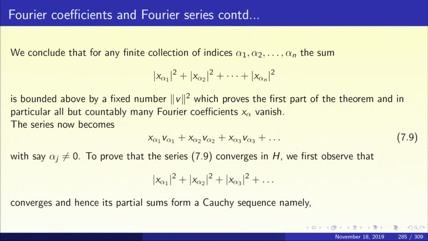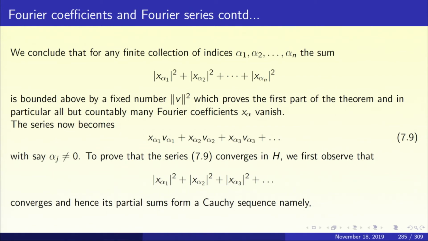Now, we got to go to the second part of the theorem. So, since the sum collapses to a countable sum, we ignore all the 0 terms and we get simply 7.9. X alpha 1 v alpha 1 plus x alpha 2 v alpha 2 plus x alpha 3 v alpha 3 plus dot dot dot. So, now we must study this infinite series, the genuine honest infinite series 7.9 that you see in the display, and all the coefficients x alpha j are not 0 in the display because we have omitted all the 0 terms.